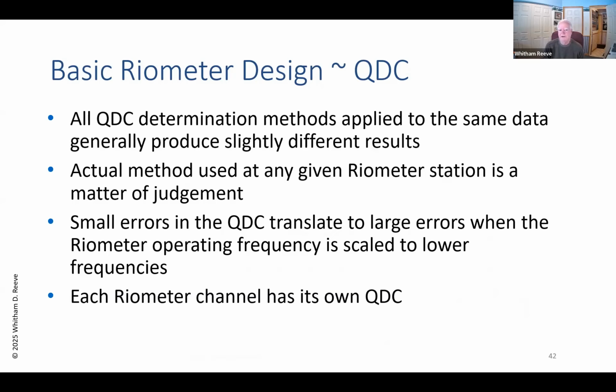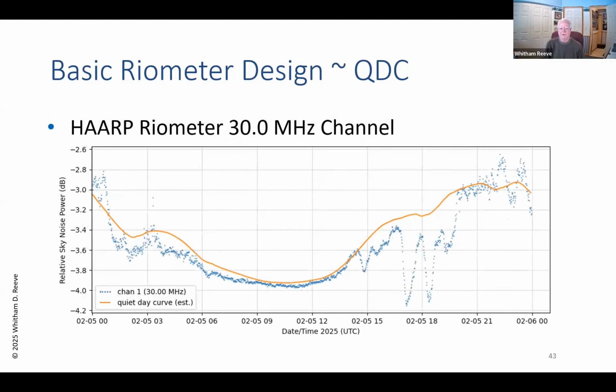And another thing that needs to be realized is that if you have a small error in your QDC, then that leads to a much larger error at the frequency of interest, which in our case is between roughly 3 and 10 megahertz. And each frequency channel, if you have a multi-channel riometer, is going to have its own QDC. Now, here's a plot at 30 megahertz.